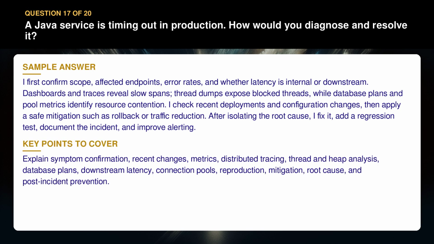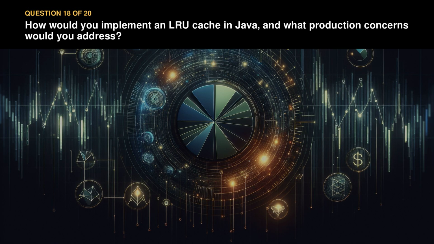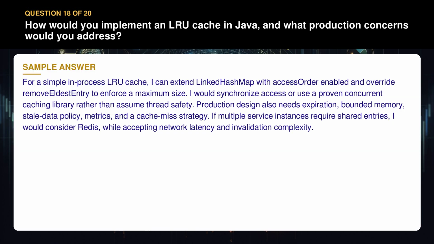Explain symptom confirmation, recent changes, metrics, distributed tracing, thread and heap analysis, database plans, downstream latency, connection pools, reproduction, mitigation, root cause, and post-incident prevention. Question 18. How would you implement an LRU cache in Java, and what production concerns would you address? For a simple in-process LRU cache, I can extend LinkedHashMap with access order enabled and override removeEldestEntry to enforce a maximum size.